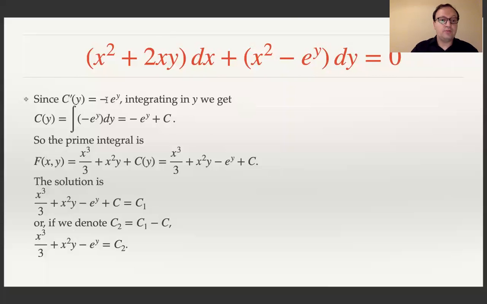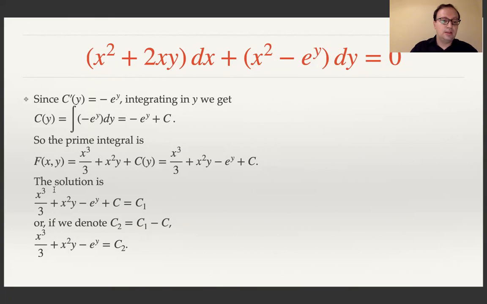So since c prime of y is minus e to the y, this means that c of y is equal to the antiderivative of minus e to the y, which is itself, because the antiderivative of e to the y is itself. So we get c of y is minus e to the y, maybe plus a constant. So the prime integral is x cubed over 3 plus x squared y plus c of y, and we replace c of y by minus e to the y plus c. So we get x cubed over 3 plus x squared y minus e to the y plus c.